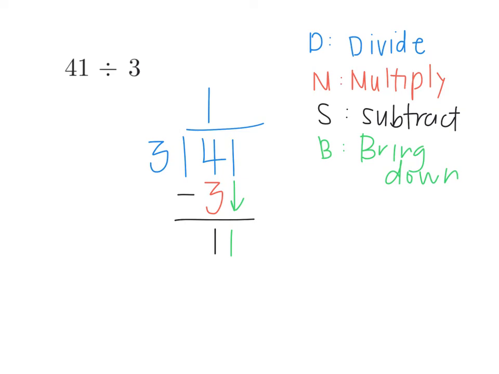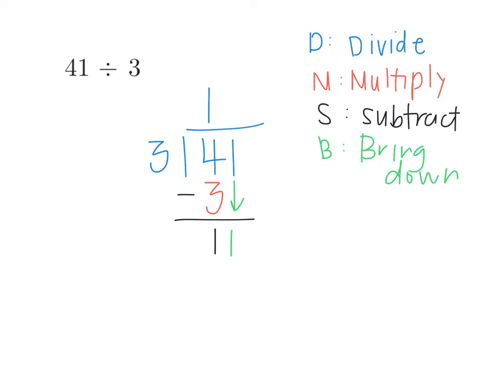Now if I have 11 ones and I want to put them into 3 groups, could I put 1 in each group? Yeah, that would only take 3. Could I put 2 in each group? Yeah, that would take 6. Could I put 3 in each group? Yeah, that would take 9. I have that. I have 11. Could I put 4 in each group? No, because that would take 12 and I only have 11. So the most that I can do is put 3 in each group.